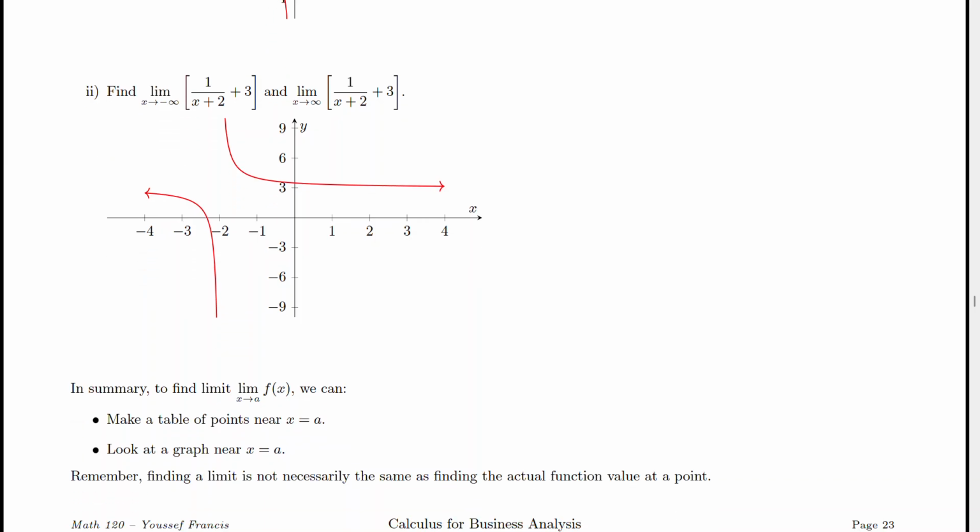Okay, so for part 2, the function is slightly more complicated. It's 1 over x plus 2, plus a 3 on the side. And again, we want to know the limit as x approaches negative infinity of 1 over x plus 2 in the denominator, plus 3 off to the side. And we again want to investigate the limit as x goes to plus infinity, or just infinity. Again, it's the same function, 1 over x plus 2 plus 3.